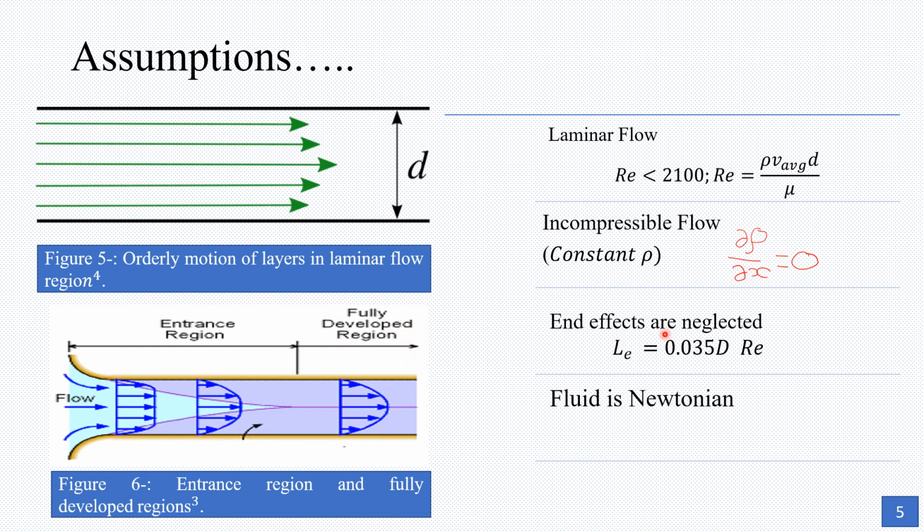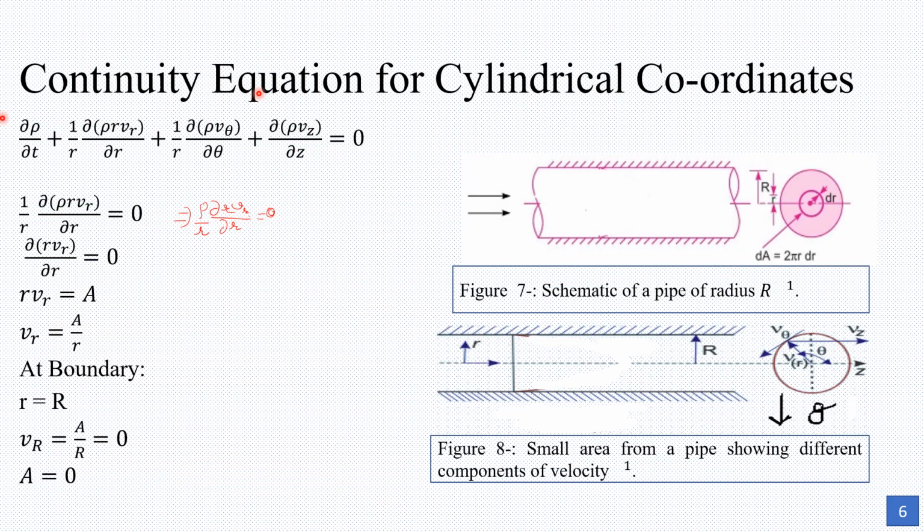So end effects are neglected, and this entrance length is given by 0.035 d multiplied by Re, which is the Reynolds number. This relation is taken from the BSL book. And next assumption is that the fluid should be Newtonian. After considering all the assumptions, now we will solve the continuity equation, or you can say the mass balance equation, in order to simplify our problem.